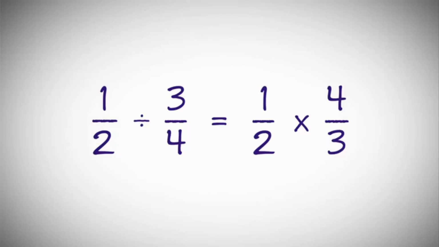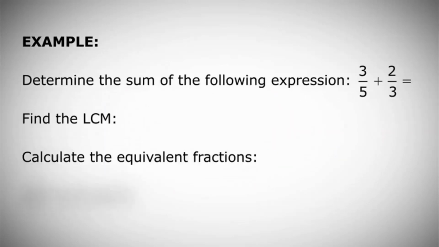Let's go ahead and try a few examples. First example asks us to determine the sum of the following expression, 3 over 5 plus 2 over 3. Our first step is going to be to find the lowest common multiple. If you take a look at the two denominators, we have 5 and 3. The lowest common multiple is going to be 15.